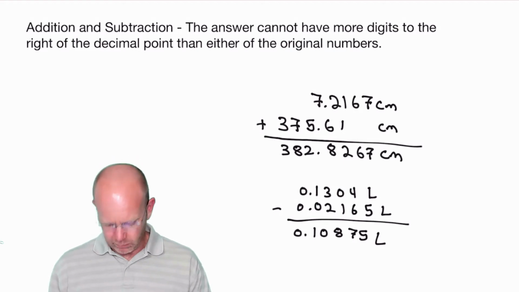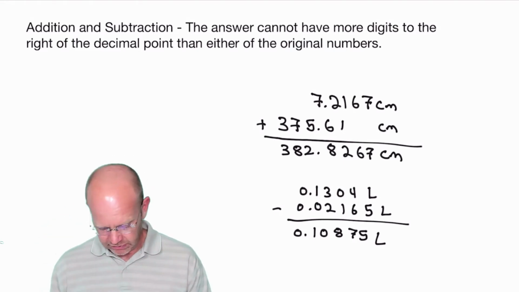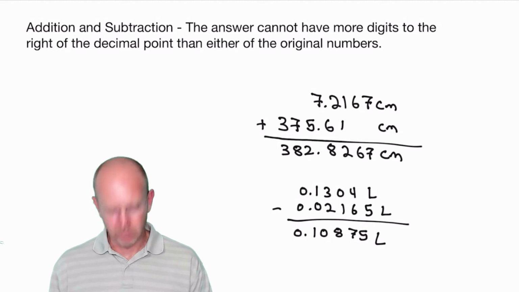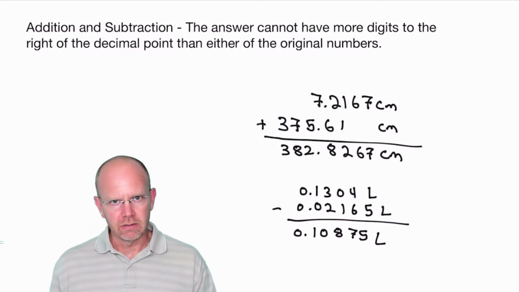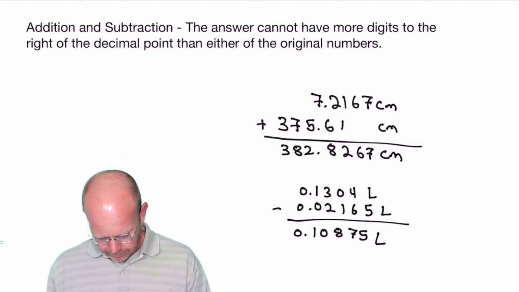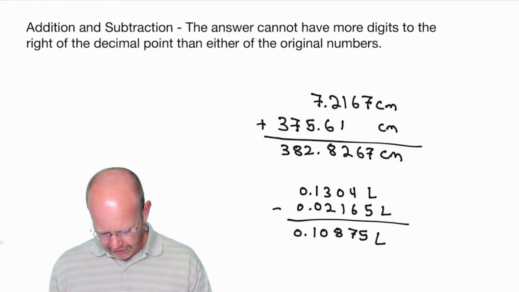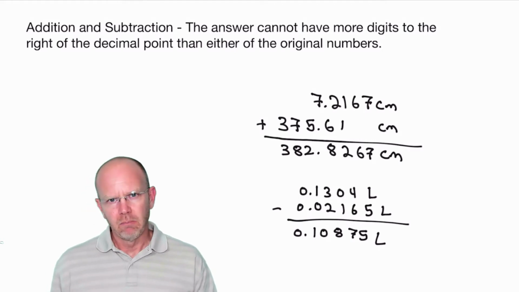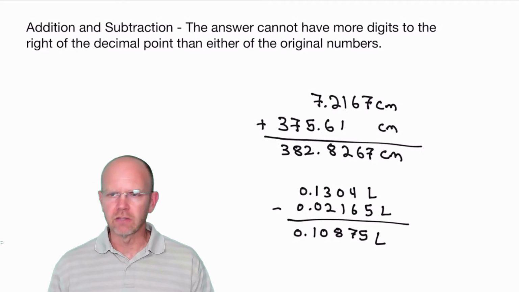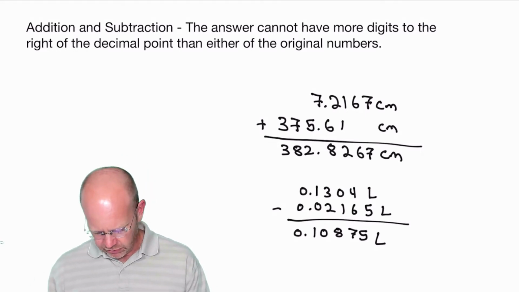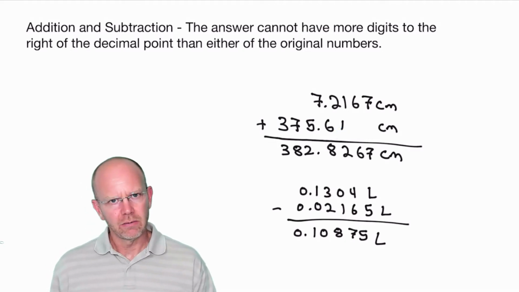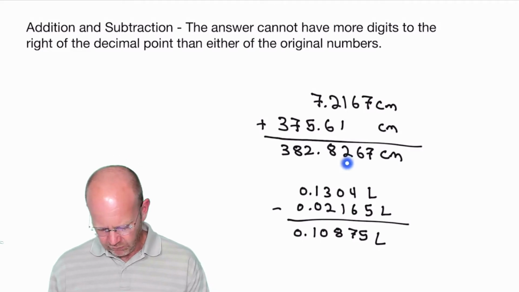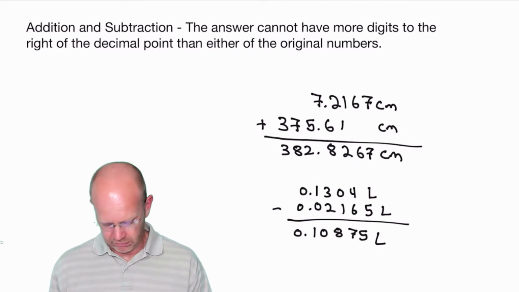375.61. That number also has 5 significant digits, but 2 of them are past the decimal place. If you plug that sum into your calculator, or you just add it up, you get 382.8267. By this rule, the answer cannot have more digits to the right of the decimal point than either of the original numbers. So notice this second number, 375.61, has its last digit in the hundredths place. That means the answer can have no more significant digits than in the hundredths place.